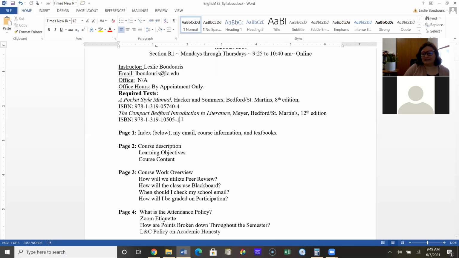There's too many. Writing doesn't change that much. And then the second one, which we're going to need most immediately, is going to be this one. I know you can't see it real well because it's backwards, but it's called the Compact Bedford Introduction to Literature.